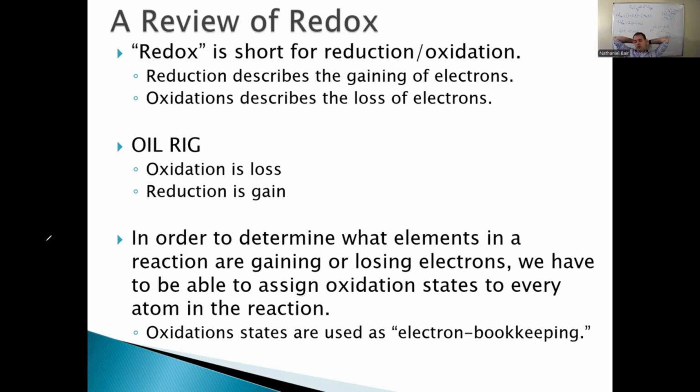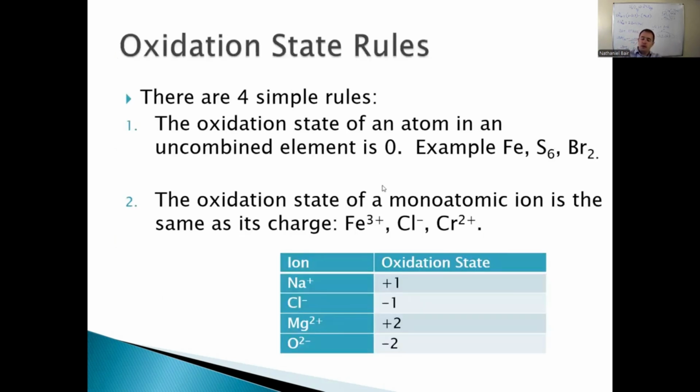So before we can start building batteries, we have to understand redox reactions. We have to be able to identify what in a reaction is being oxidized, what in a reaction is being reduced, all that beautiful stuff. In order to do that, we have to talk about some rules for assigning what are called oxidation states. Oxidation states are really like bookkeeping for electrons. And there are 4.5 rules. We'll talk about the half rule in a second. What are the rules for assigning oxidation states?